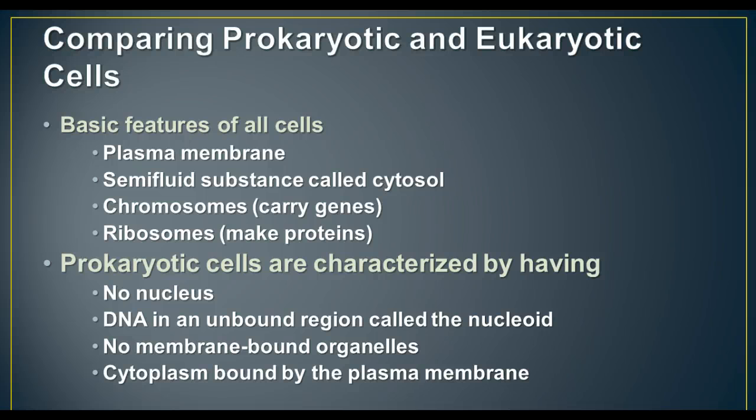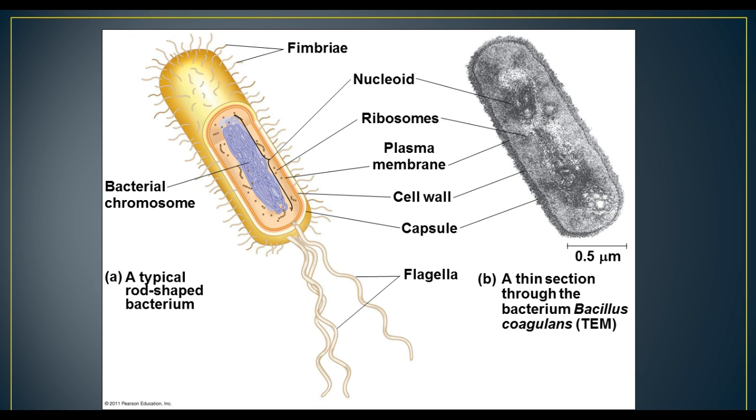Prokaryotic cells are different from eukaryotic cells because they don't have a nucleus. Their DNA is not bound up by a membrane. It's just in the central region of the cell called the nucleoid. There are no membrane-bound organelles, and the cytoplasm is bound by the plasma membrane, but there are no internal membranes in the cell.